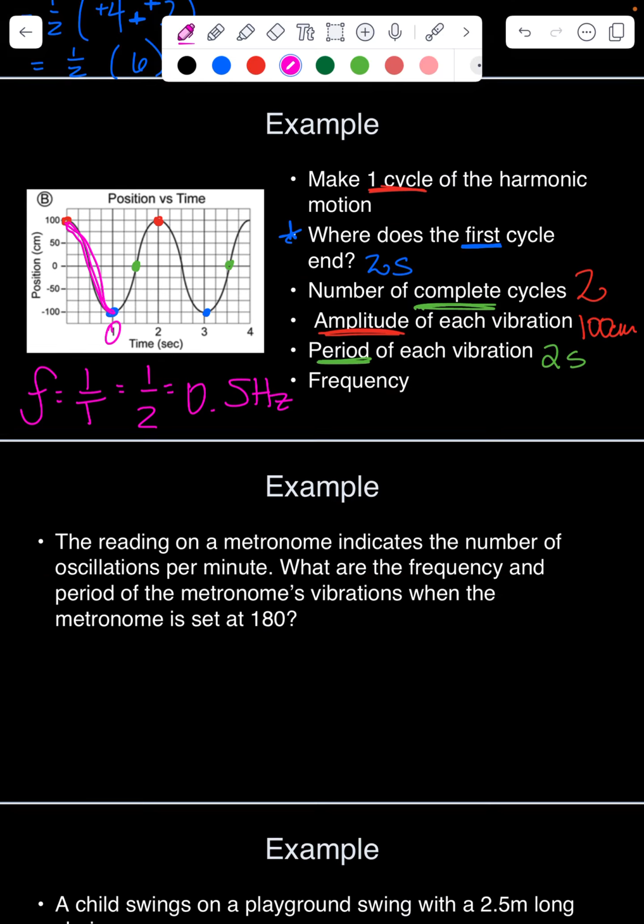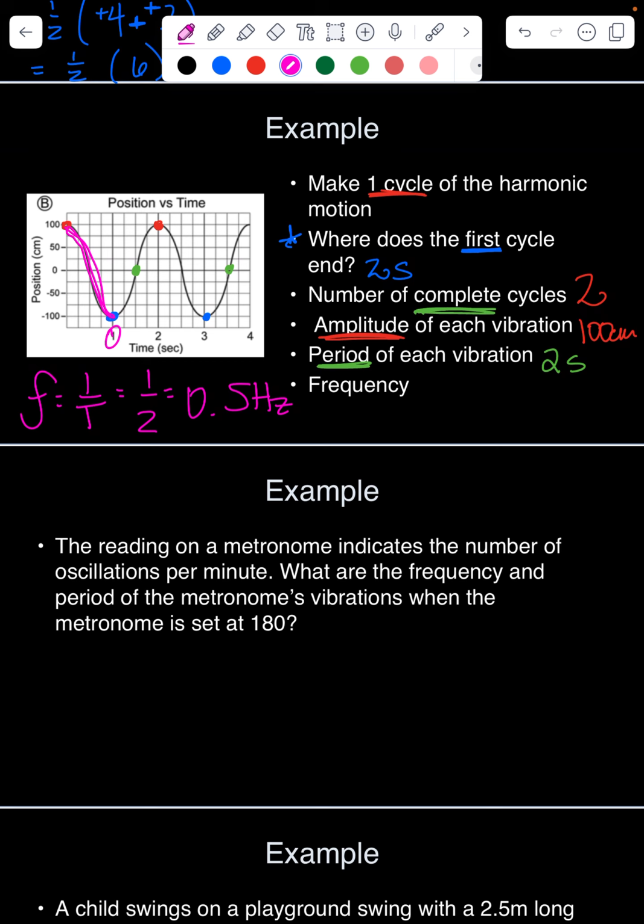So in this first example, we have the reading on a metronome, which indicates the number of oscillations per minute, the number of vibrations per minute, or the number of cycles per minute. I want to know the frequency and the period of the metronome whenever it is set at 180. That means there are 180 cycles, 180 oscillations, 180 vibrations happening every 1 minute. Well, what I've given you there is a frequency.